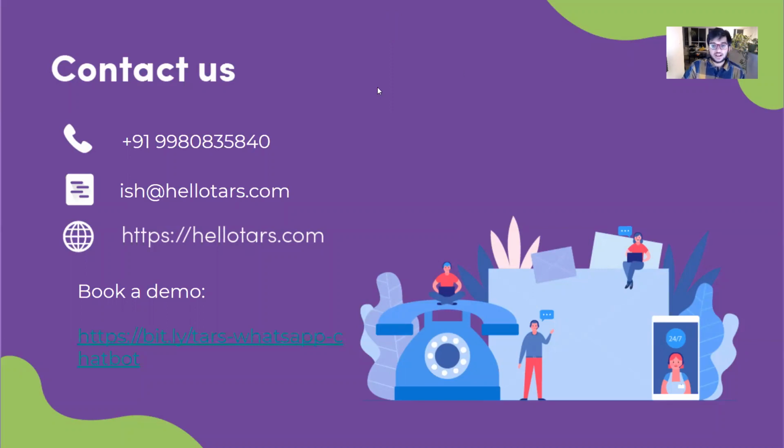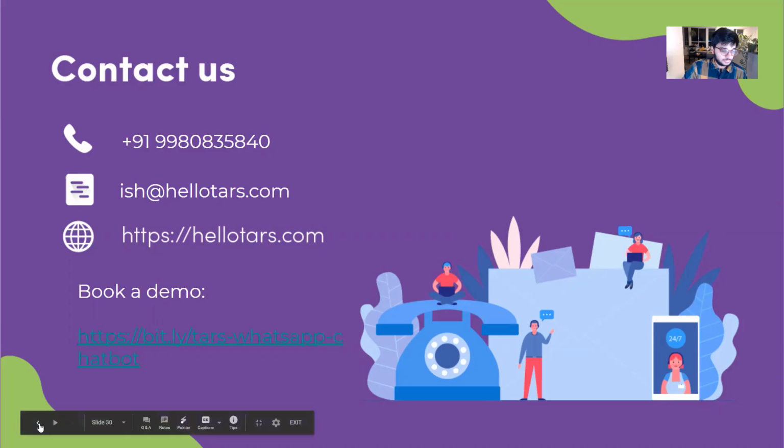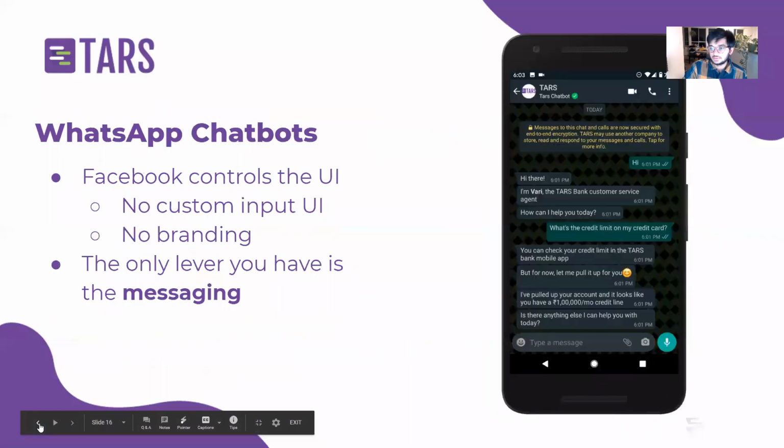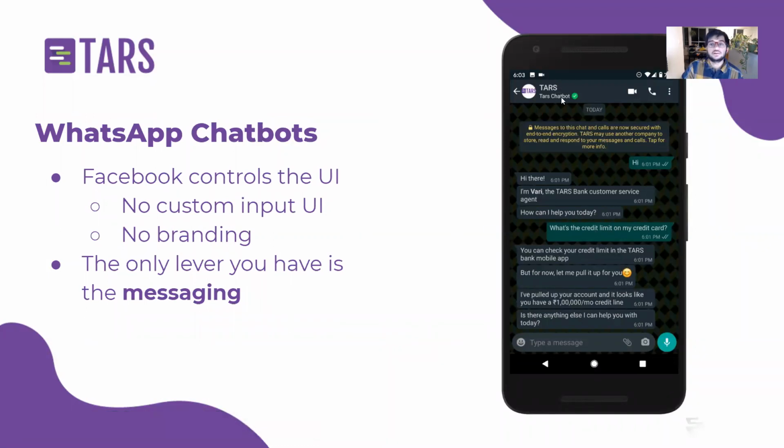So if I go back in these slides, all the way back to where I had a screenshot of WhatsApp chatbots, here you go. It just looks like a regular chat. It does have this little check mark over here to indicate that it's verified. But if you click on the TARS option up here, if you click on the name, you're essentially going to see the same interface that you would talking to your friends or your family.